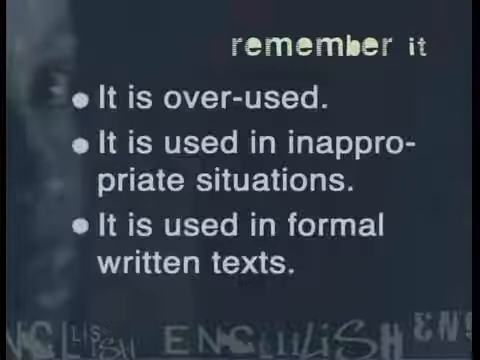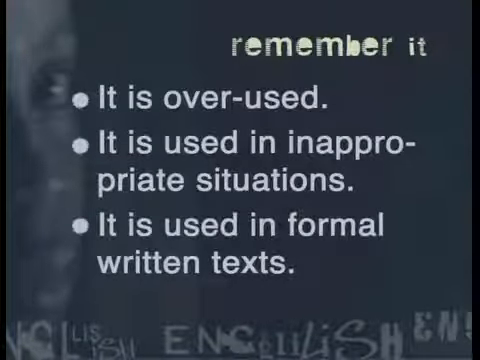So remember these points. Code mixing can be negative when it excludes people from understanding, it is overused, it is used in inappropriate situations, or it is used in formal written texts. In other words, use code mixing in informal situations, but avoid it in formal or business writing. Some words are used so frequently that they are no longer seen as borrowed words, but instead are considered to be part of South African English.